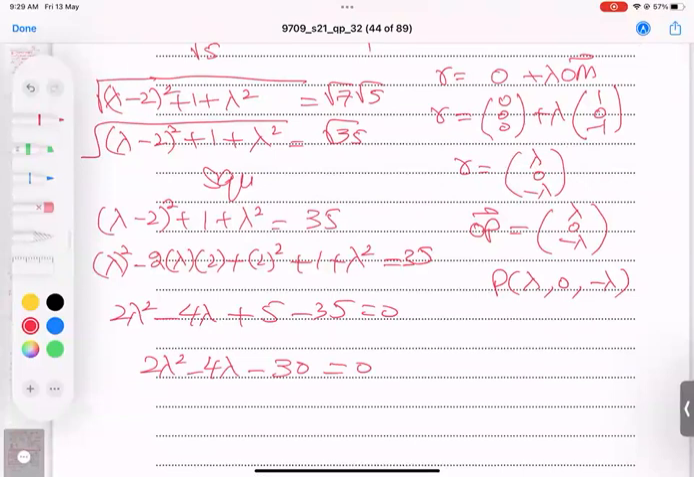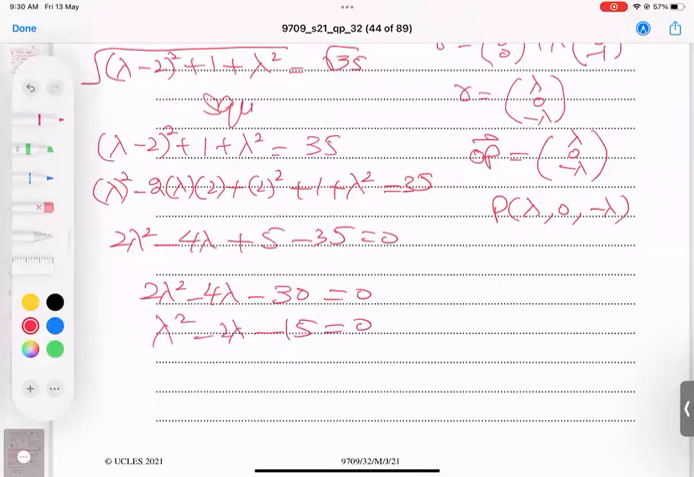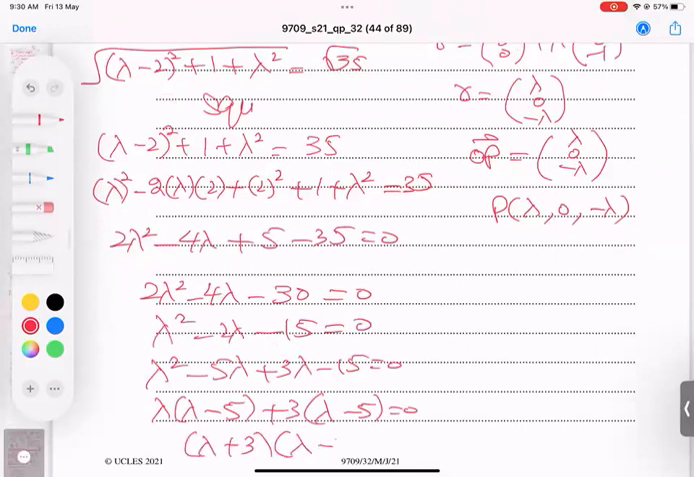I think up till here you are understanding well. Now we can apply the quadratic formula, but dividing by 2 is better, so I can apply factorization. 5 times 3 is 15. Quadratic formula or factorization, we can apply any one. I'm getting (lambda plus 3)(lambda minus 5) equals 0. So we can say that either lambda becomes negative 3 or lambda becomes 5.